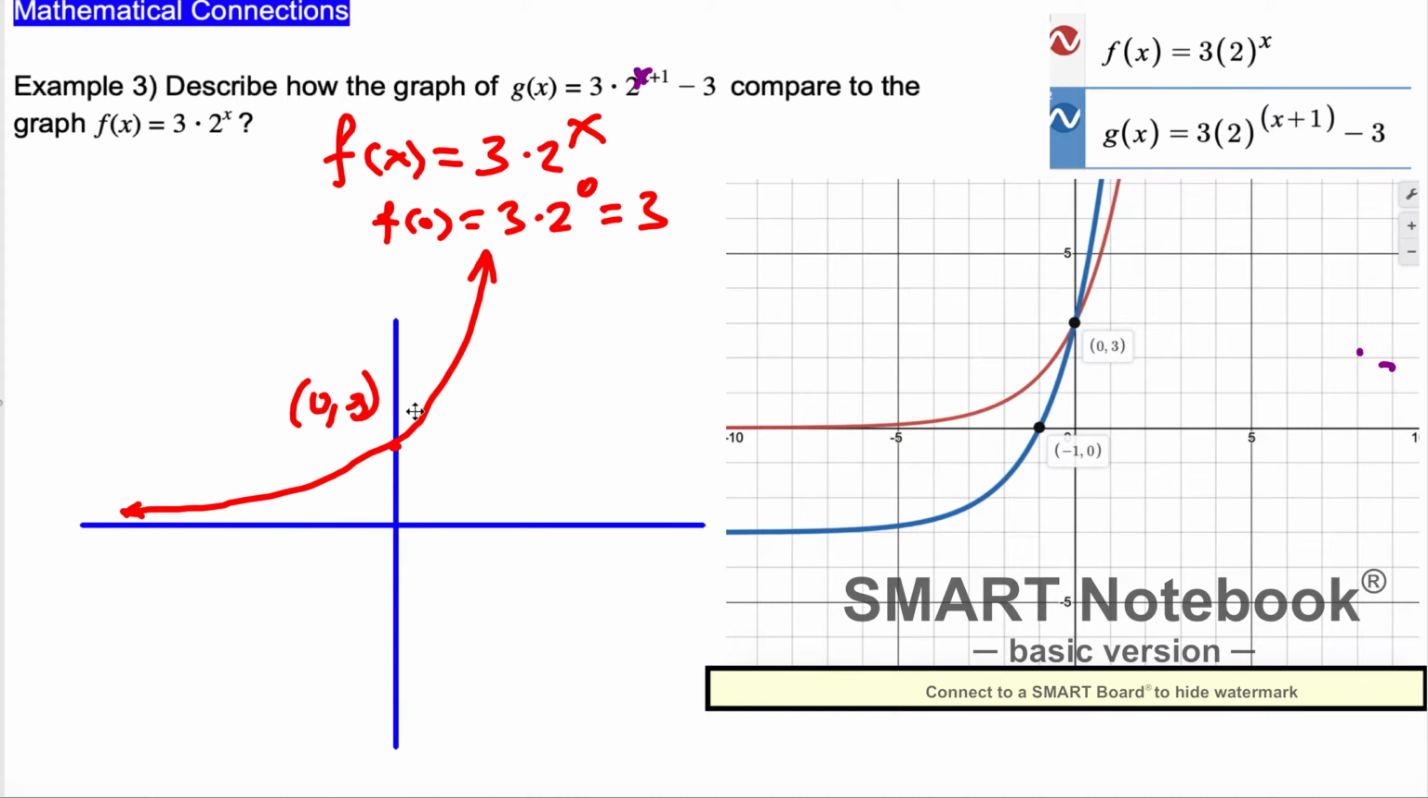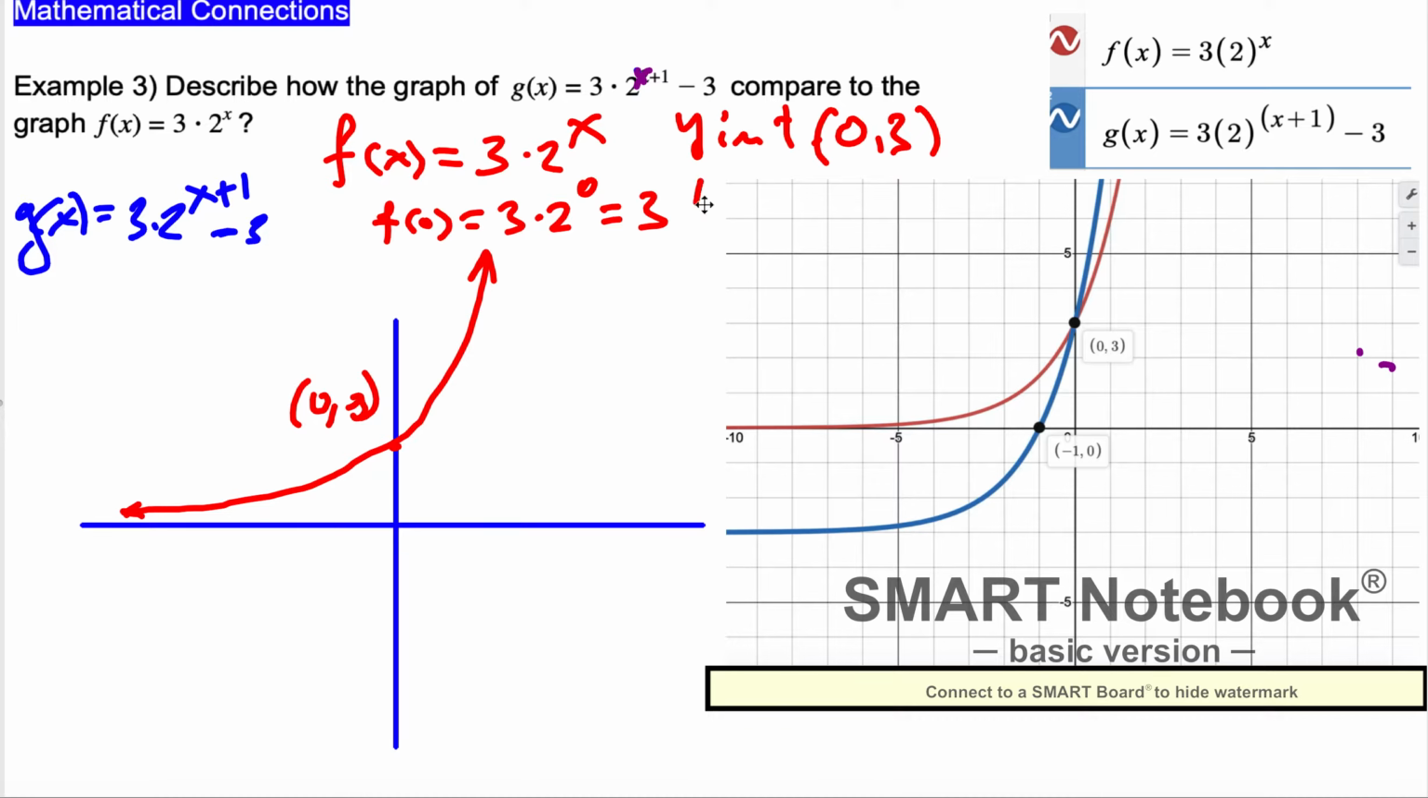Okay. So now we are looking at g of x. Let me write it in blue. G of x is 3 times 2 to the exponent x plus 1, minus 3. But first of all, I forgot something. Let me write the y-intercept and the horizontal asymptote. I'm going to compare just the y-intercept and the horizontal asymptote. The y-intercept is (0, 3), and the horizontal asymptote is y equals 0.